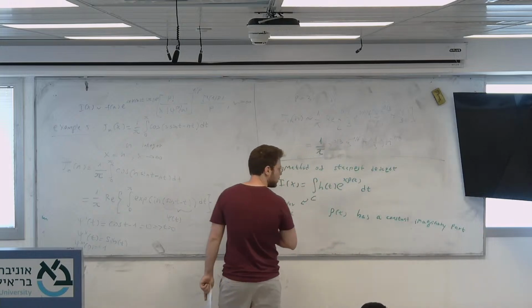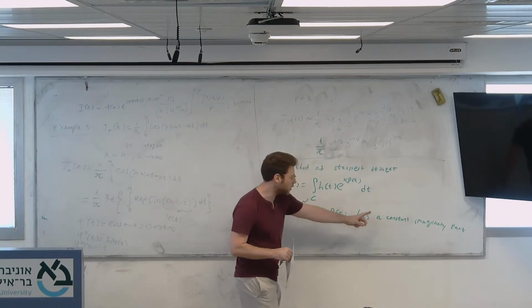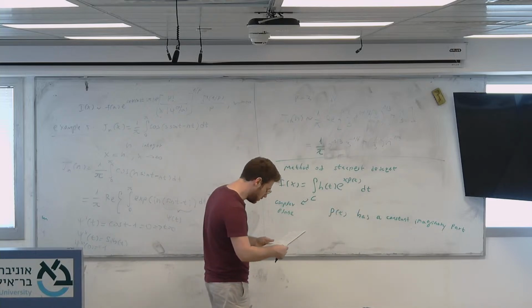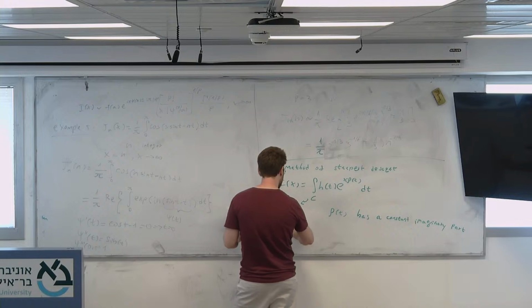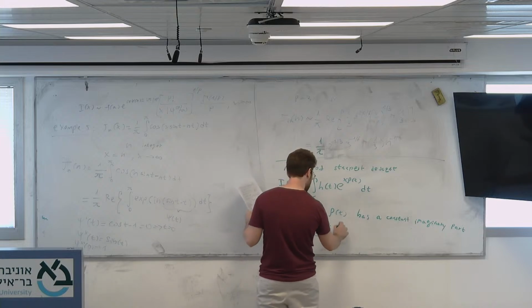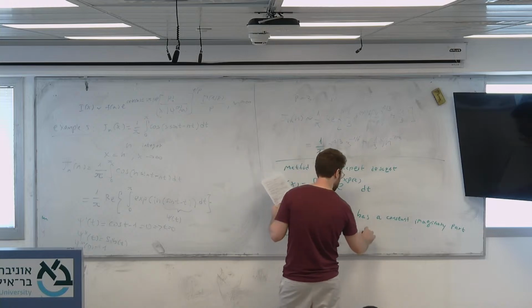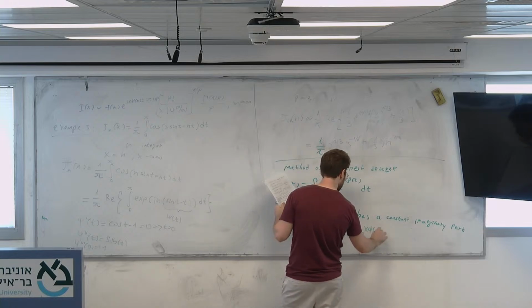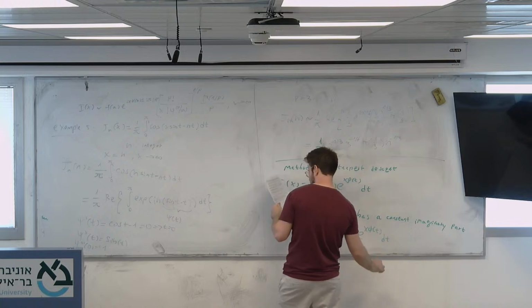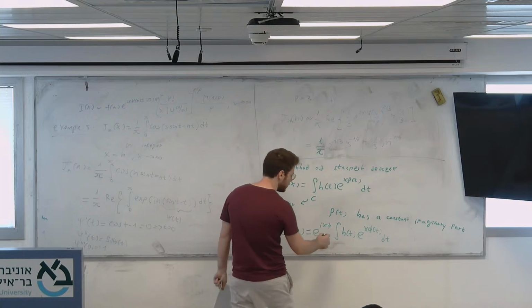Okay, so rho of t has a constant imaginary part, so we shift the contour in such a way that rho of t has a constant imaginary part, and then we can use Laplace's method, because as soon as it's constant, you can take the imaginary part outside of the integral. So let's say it's psi, so psi is constant, times the integral of h(t) e to the x phi of t, okay? And then we apply Laplace's method on this.